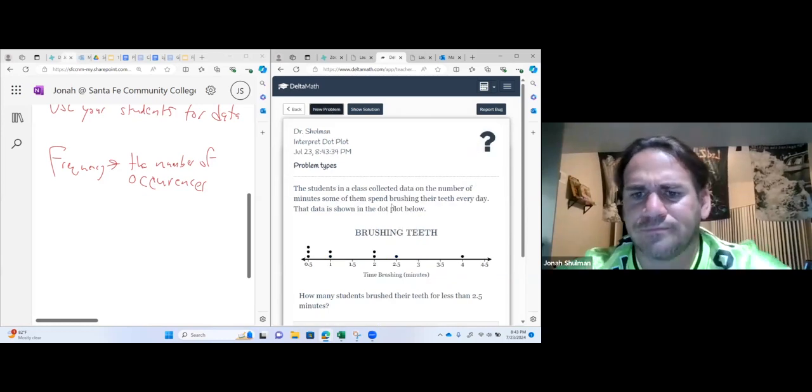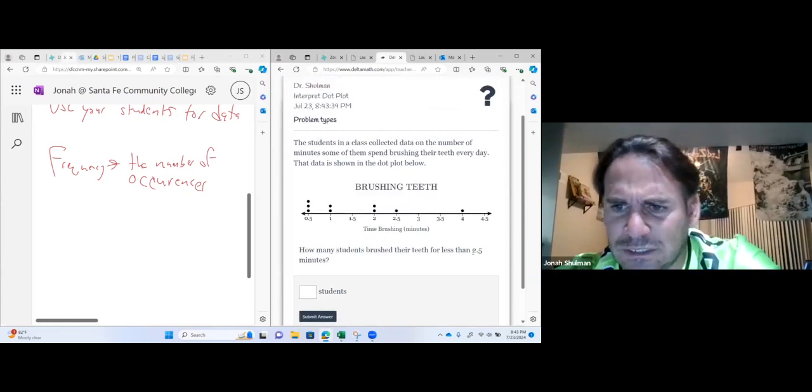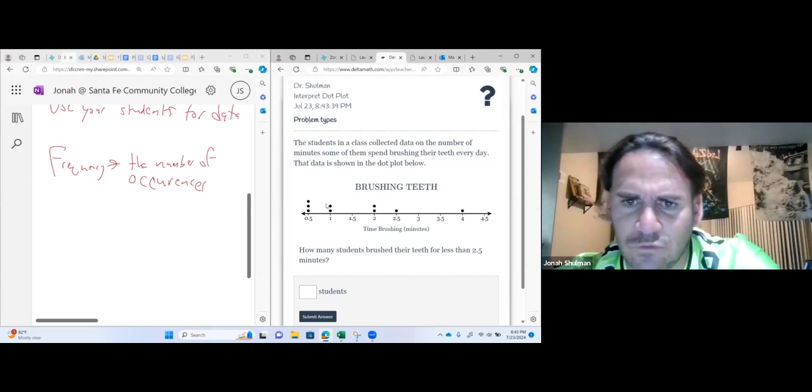And let's do one more. How many students brush their teeth less than 2.5 minutes? So it says less than, not less than or equal to. It's 2, 4, plus 3 is 7.